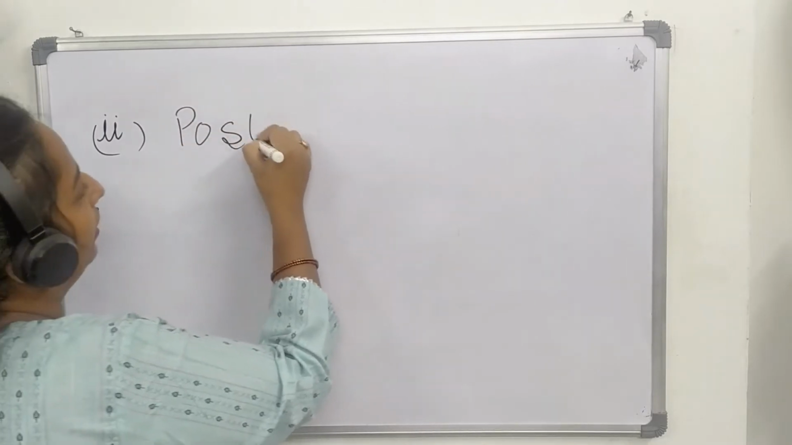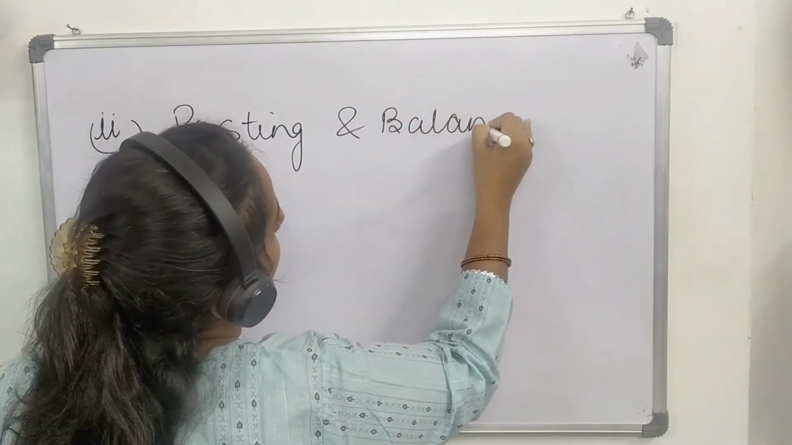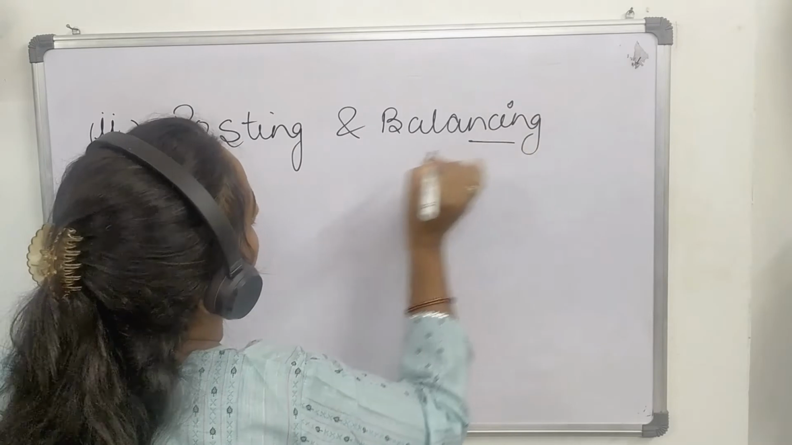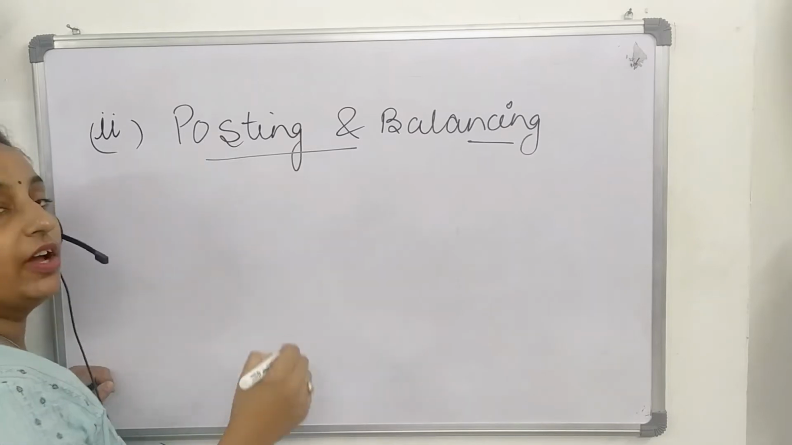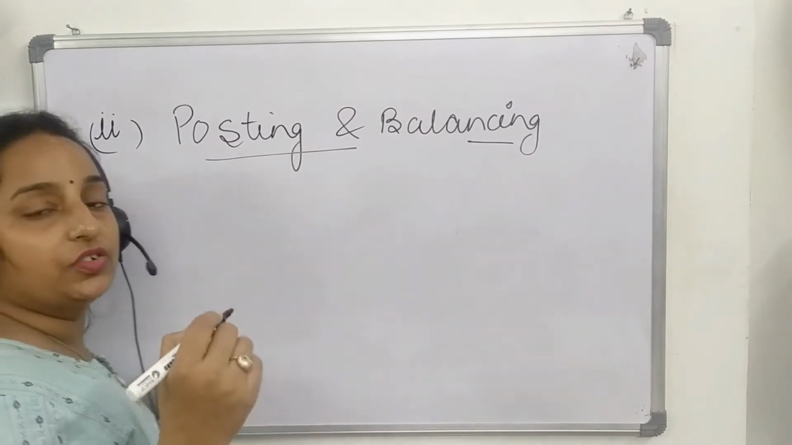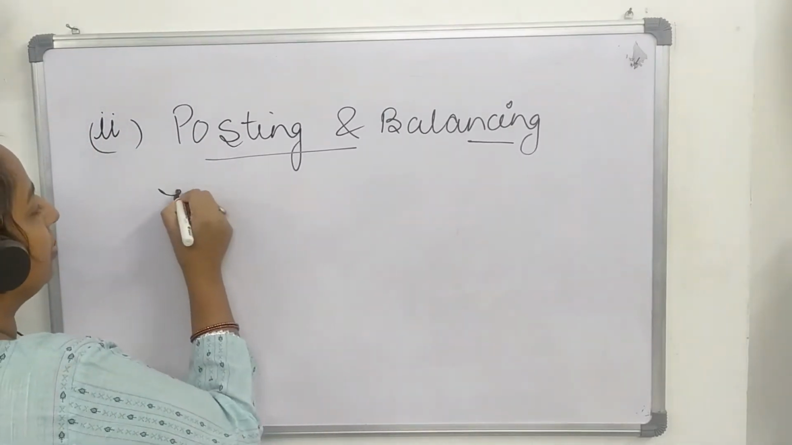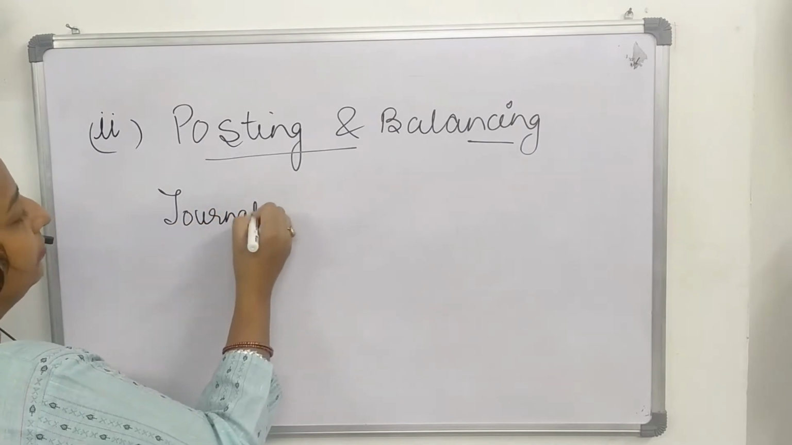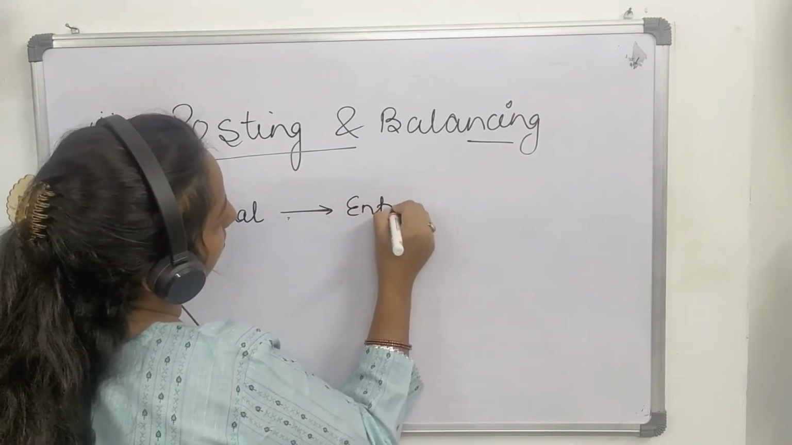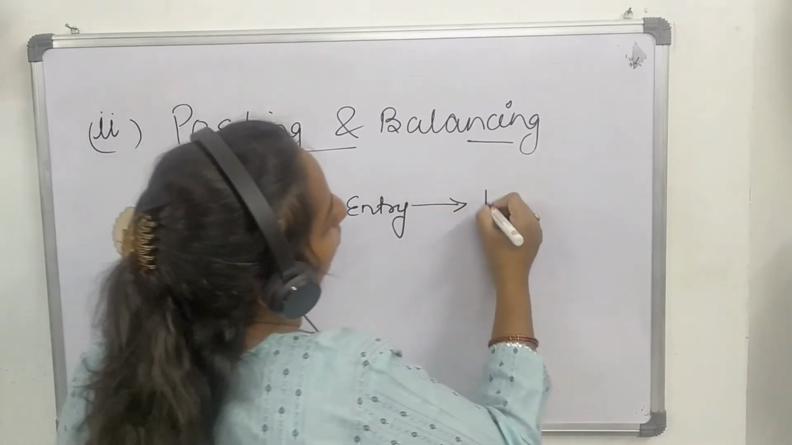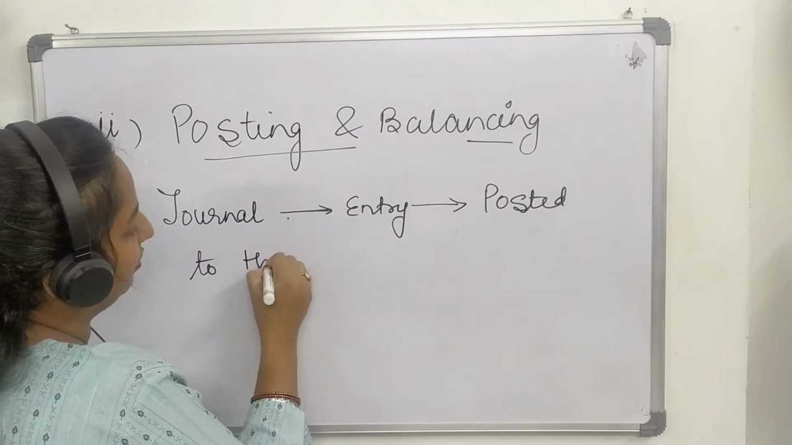Posting and balancing. In my earlier point, what had we done? We had identified and journalized the transactions that have been undertaken in an organization. Now, after the journal has been made, these entries will be posted to the respective heads.